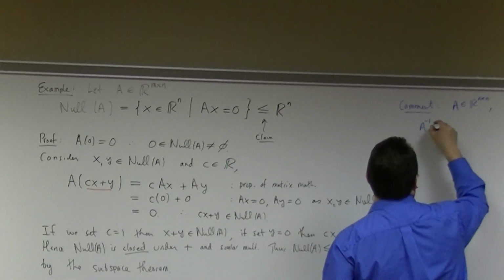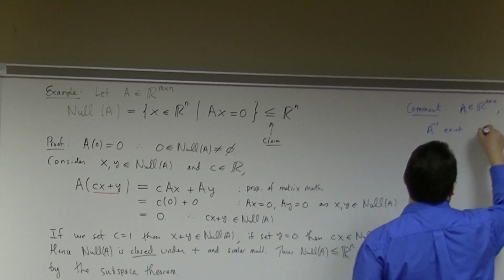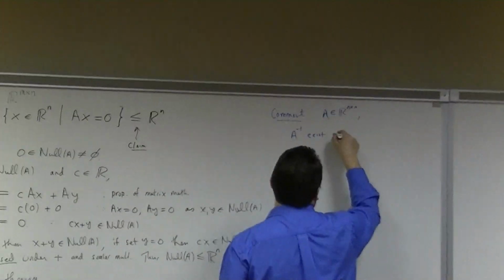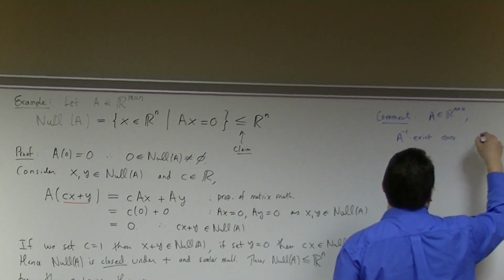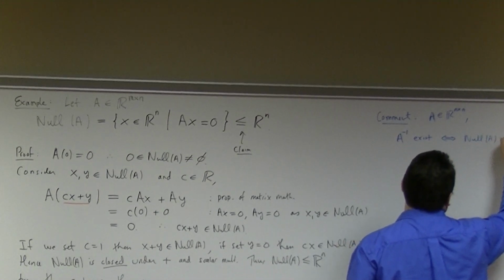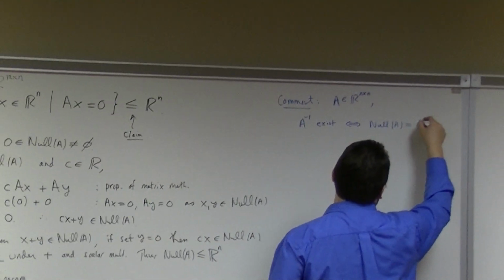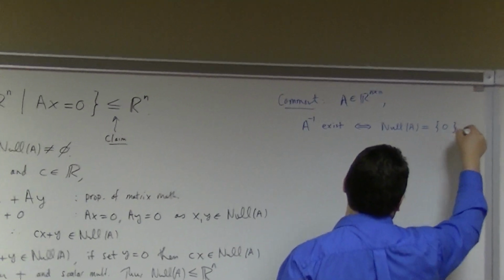I'm going to try to make it work here. A inverse exists, stay with us, if and only if the null space of A is the set just containing 0. Not equal to 0. The null space is a set. It is the set containing 0. There is a difference.